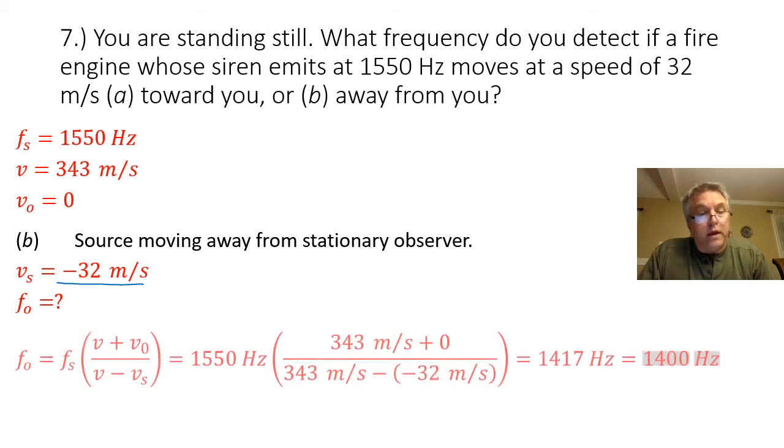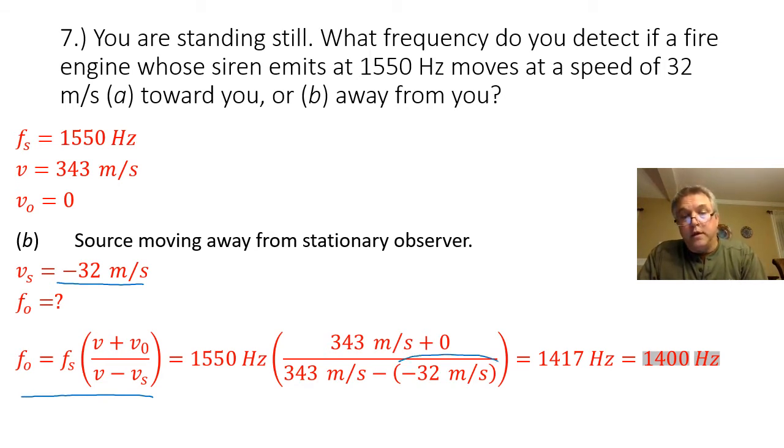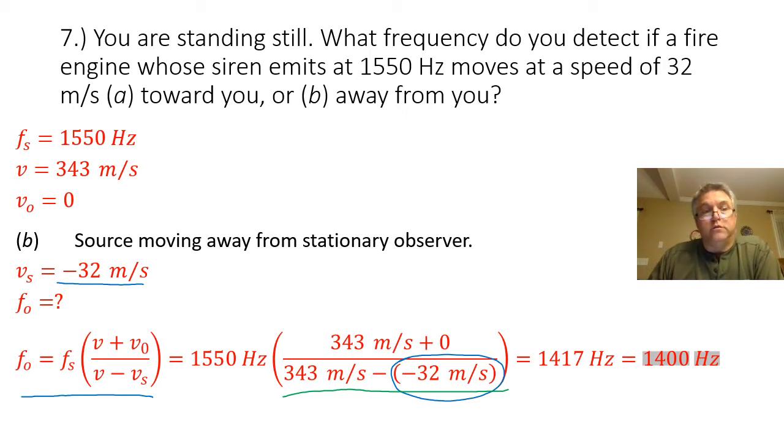Still don't need to do any rearranging for the Doppler formula. Again, the only difference here now is that for the velocity of the source, I have to plug in negative 32 meters per second. So the bottom half of this equation is going to be 343 meters per second minus negative 32 meters per second. And once I do out that math, I am going to have an observed frequency of 1,417 hertz, or 1,400 hertz rounded to 2 significant figures.